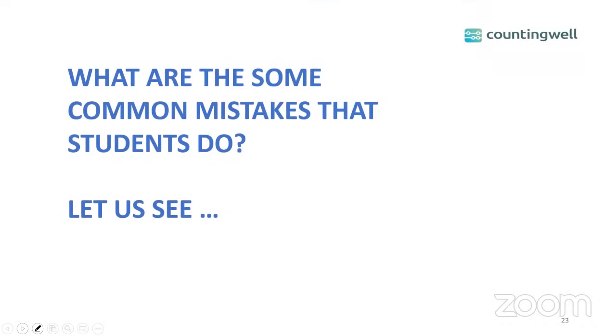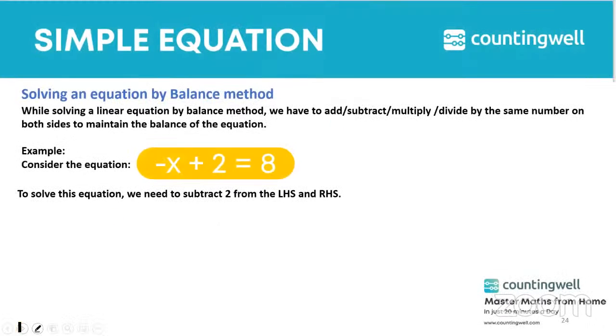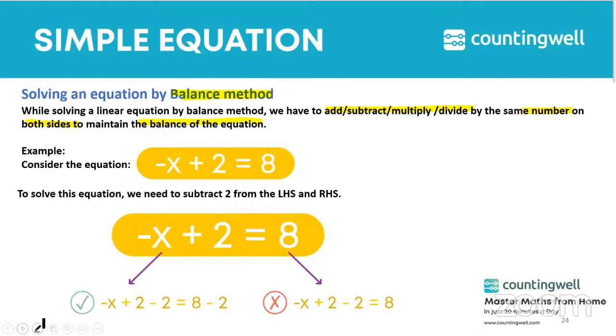Let us see some common mistakes that a student can make when he or she is solving by the balancing method. To maintain the balance of the equation, as I told you, you have to add, subtract, multiply or divide by the same number on both the sides. For example, to solve the equation minus x plus 2 equals 8, we have to subtract 2 from LHS and RHS. So here we can do plus 2 minus 2. So this will get cancelled out.